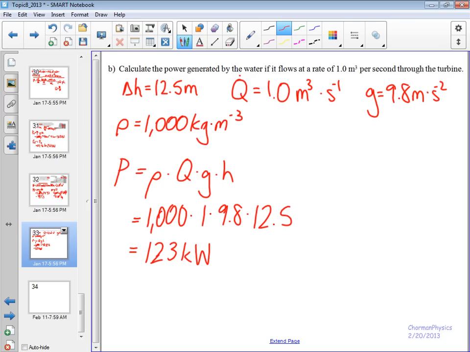So there we go. Quick little example. A couple of examples actually for hydropower. And that's pretty much the level of problem that you're expected to do for IB for this stuff.